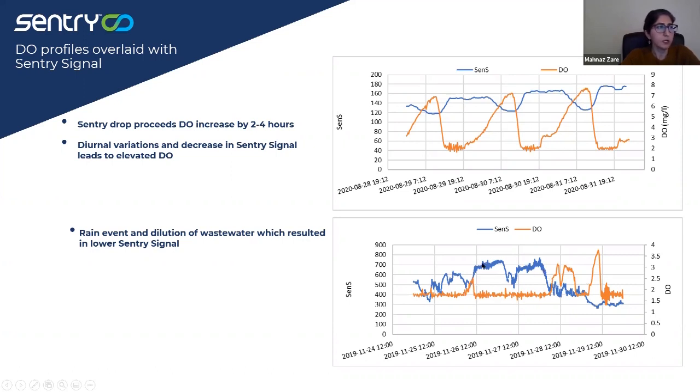The bottom graph is showing another time period between SENTRY signal and DO, and it shows the impact of a rain event. Here, for example, the SENTRY signal is above 700 between the 26th and 27th of November, but there is rainfall happening here, and we are seeing dilution of wastewater. As a result, there is a drop in the SENTRY signal, and it goes to almost 300 on November 29.